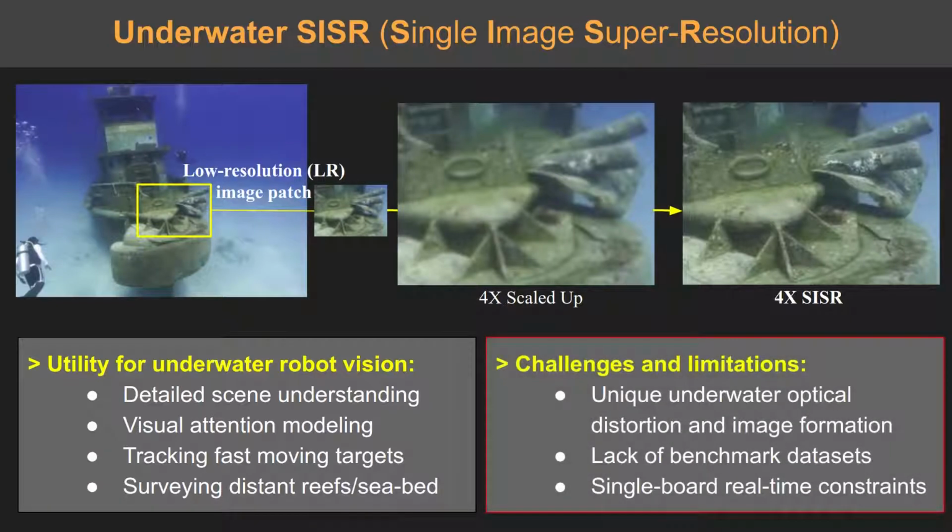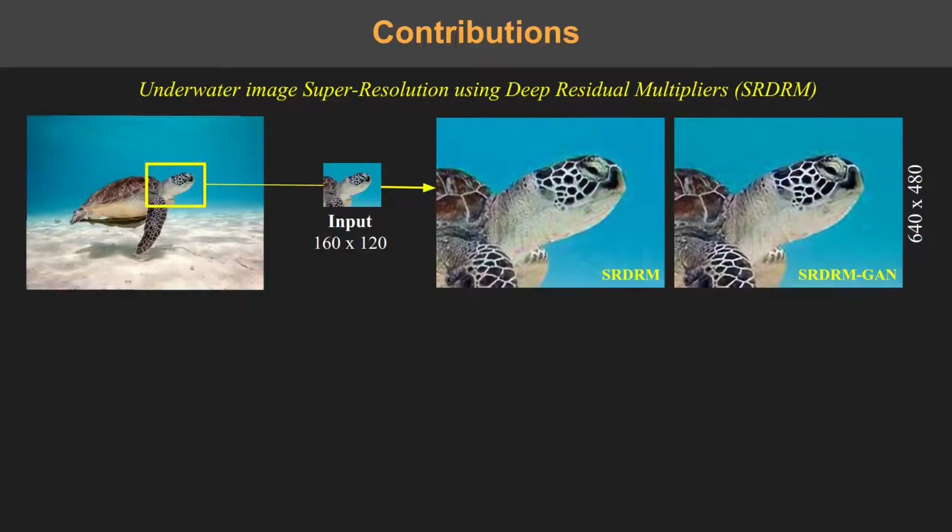Although a large body of literature offers very good SISR solutions for terrestrial images, those are not directly applicable for underwater imagery due to its domain-specific optical distortion models and due to the presence of a unique set of object categories. A lack of benchmark datasets is another reason why SISR for underwater images has not been explored in depth. Moreover, many state-of-the-art approaches do not adhere to the single-board computational constraints which are important for real-time robotic deployments. We attempt to address these limitations in our paper.